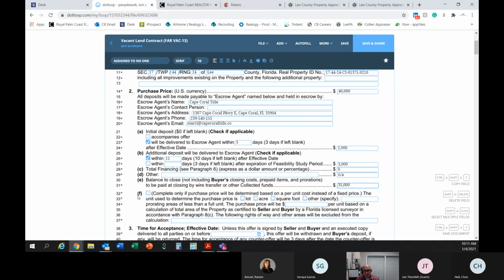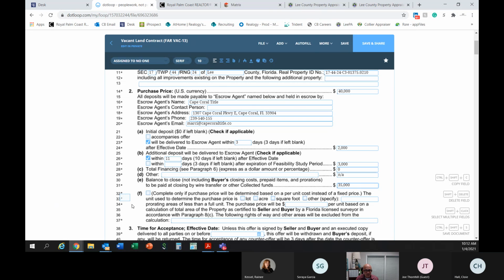And then this one, line 32, complete only if purchase price will be determined based on a per unit cost instead of a fixed price. The unit used to determine the purchase price is lot, acre, square footage, or other, and if other specify, prorating areas of less than a full unit. The purchase price will be blank per unit based on a calculation of total area of the property as certified to seller and buyer by a Florida licensed surveyor in accordance with paragraph 8C. The following rights of way and other areas will be excluded from the calculation.